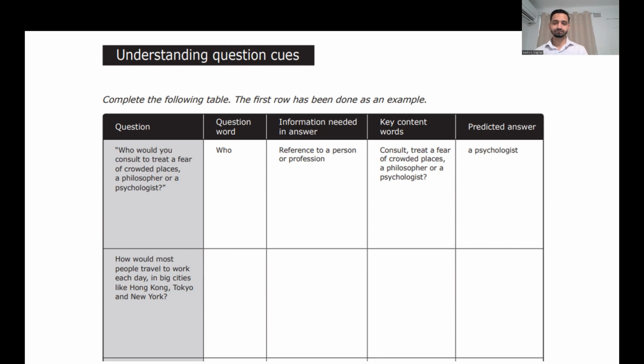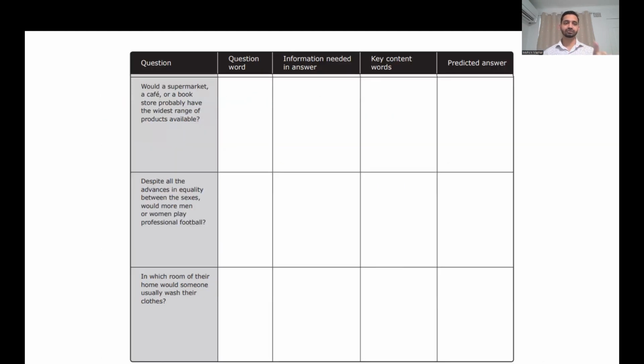Okay. In the next screen, you will see we've got more questions. We've got a question: would a supermarket, a cafe, or a bookstore probably have the widest range of products available? Obviously, it gives you three options: supermarket, cafe, or bookstore. Despite all advances in equality between the sexes, would more men or women play professional football? So it gives you two options as well. Here you've got more men or more women, right? In which room of their home would someone usually wash their clothes?